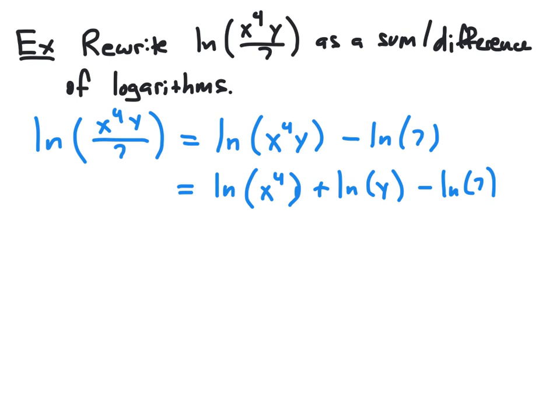The first term here is the natural log of a power, so we can use the power rule to bring that 4 out front, resulting in 4 natural log x plus natural log y minus natural log 7. This is the simplest that this expression can get. We're taking the natural log of a single variable or a number in each case, and there's no way to simplify this any further. And so we've successfully rewritten our expression as a sum or difference of logarithms.